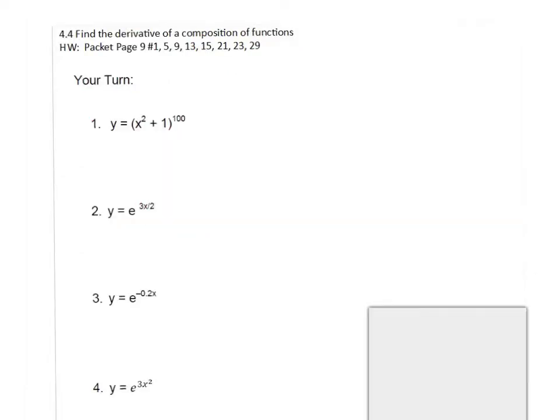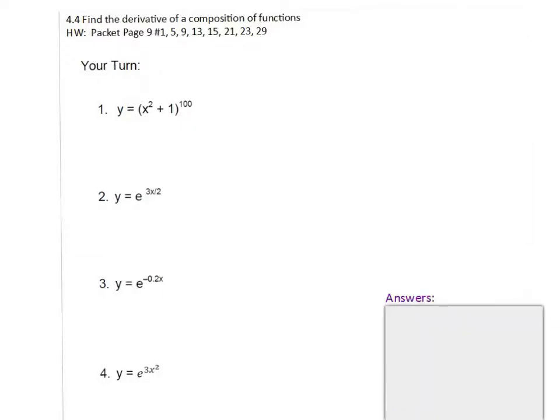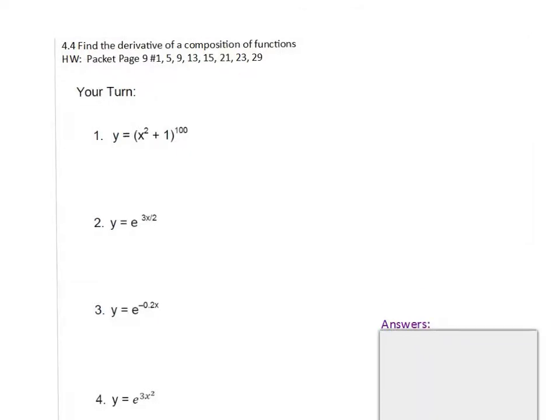Okay, so now it's your turn. Try all the problems on the next page. Let's see how many are there. Ooh. I don't want you to see the answers yet. 7. Try all 7 problems. We'll pause the video and give you about 10 to 15 minutes, and then I will reveal the answers and do all the work.